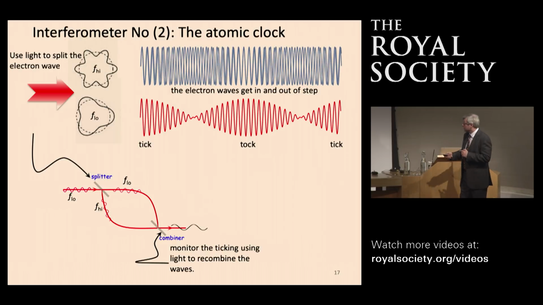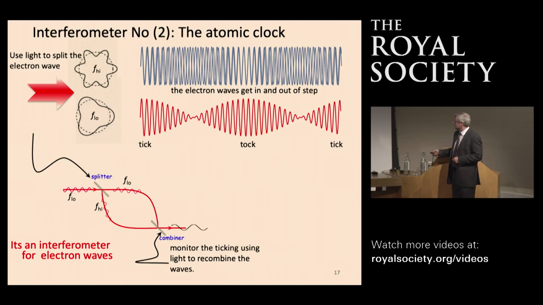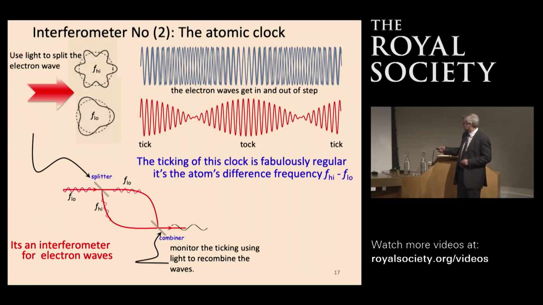In order to finish this off with my light and my electrons, I need a combiner. I need another pulse of light. And now you must surely recognize this. This is an interferometer again. And when I read this interferometer out, I hear this tick-tock, tick-tock of the clock. And the frequency of that is just the difference frequency, F high minus F low.